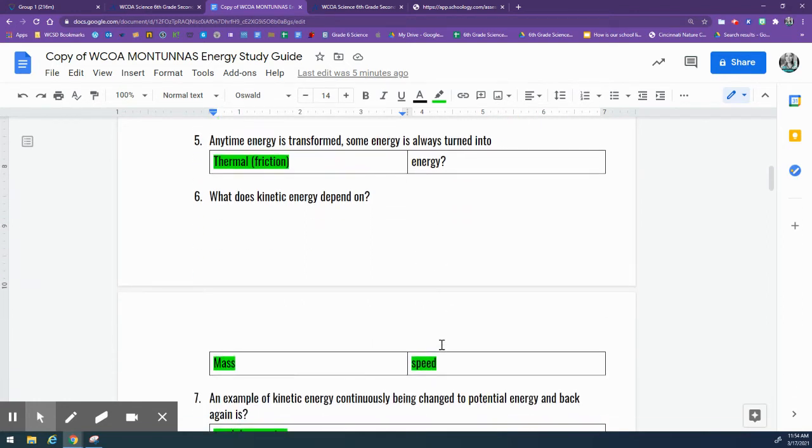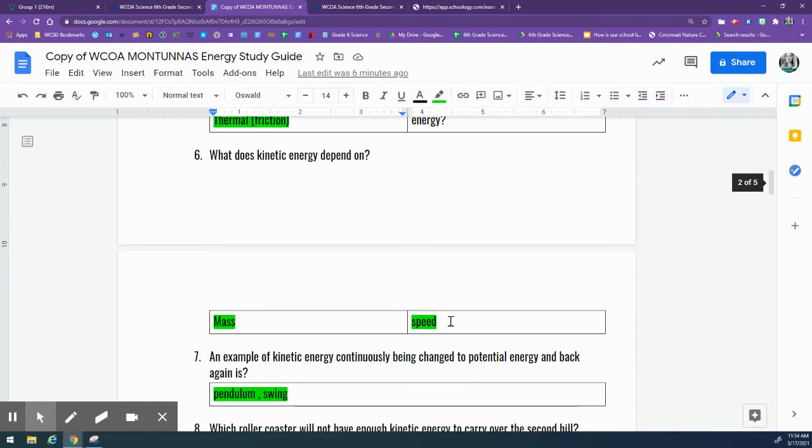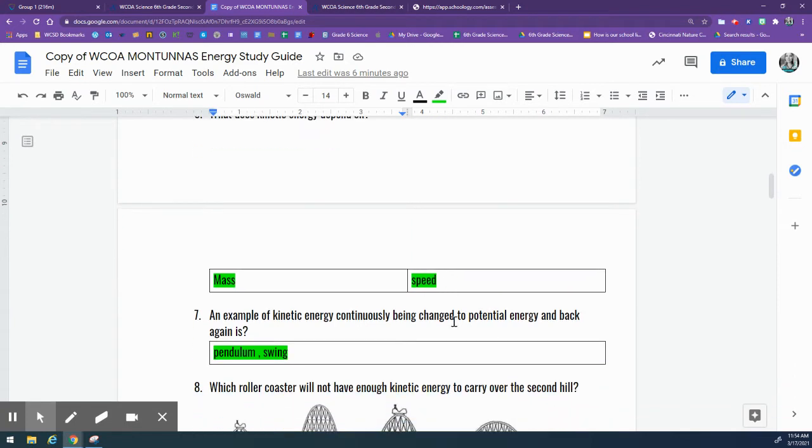What does kinetic energy depend on? That is mass and speed. So if you increase the mass, you will get a small increase in kinetic energy, but it's mainly speed. If you increase the speed, you're increasing the kinetic energy a lot.